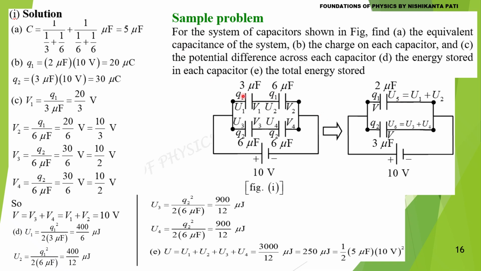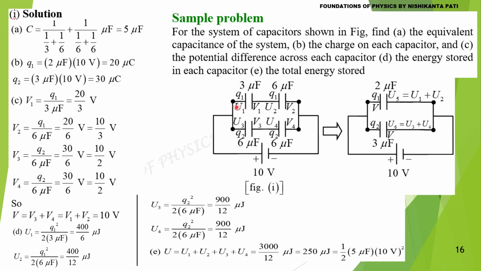So knowing Q1, then the potential difference V1 is equal to Q1 by 3 microfarad, V2 is Q1 by 6 microfarad, V3 is Q2 by 6 microfarad, V4 is Q2 by 6 microfarad. V is equal to V1 plus V2, also V is equal to V3 plus V4.